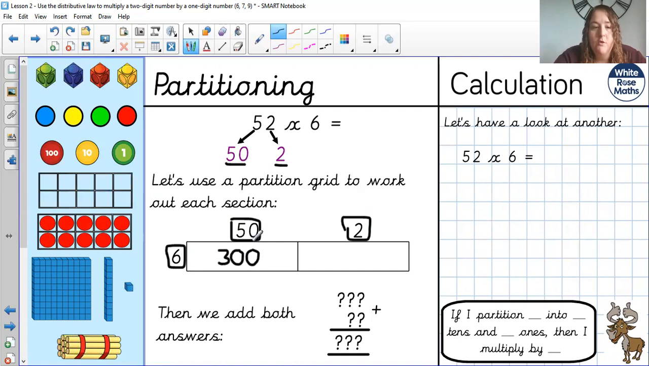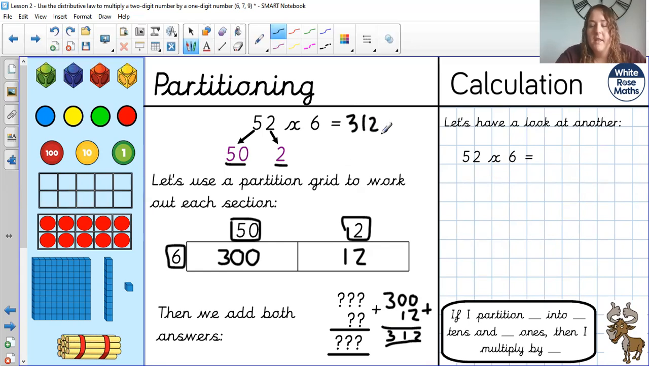And then I do 2 times 6. And 2 times 6 is 12. Then I simply add both of those answers together. So I'm actually going to pop them down here. 300 add 12. And I can write it out in column addition if you want to. I've not actually used my ruler lines, so you'll probably tell me off for that, but down here is okay. And adding them together gives me the answer of 312.